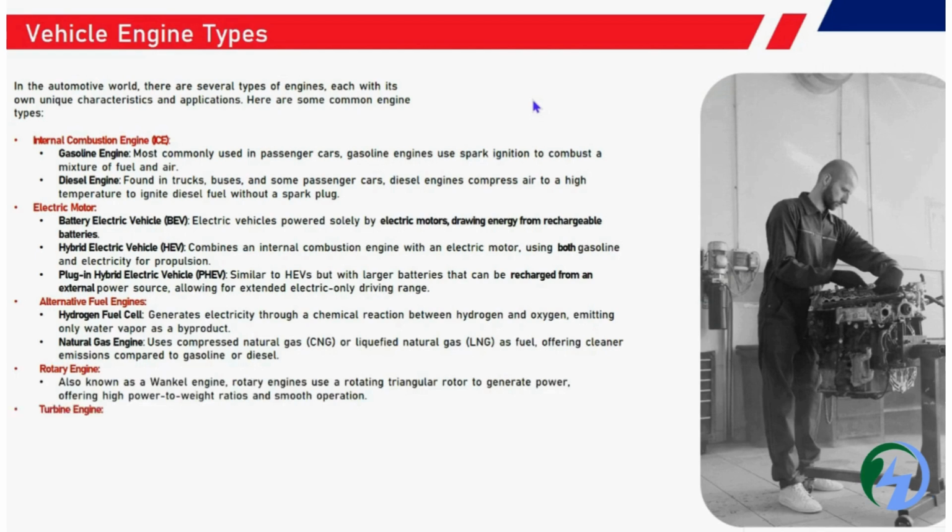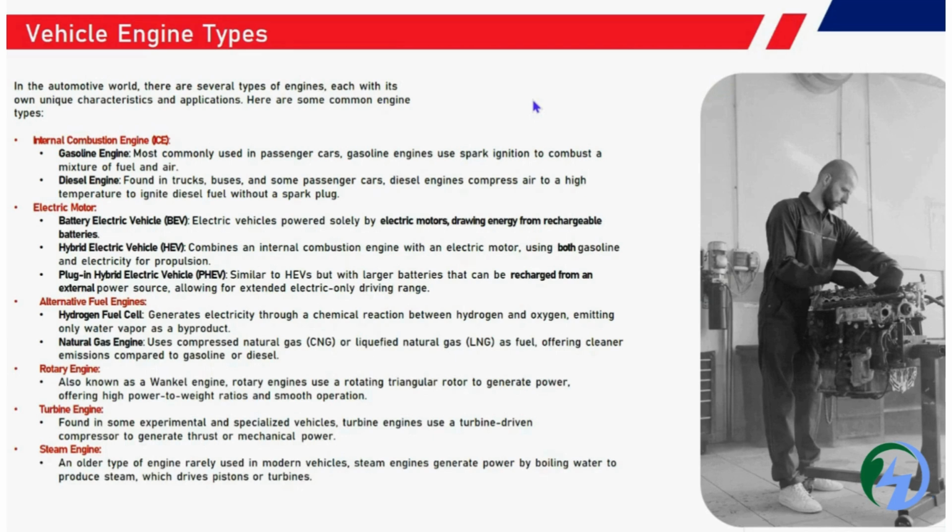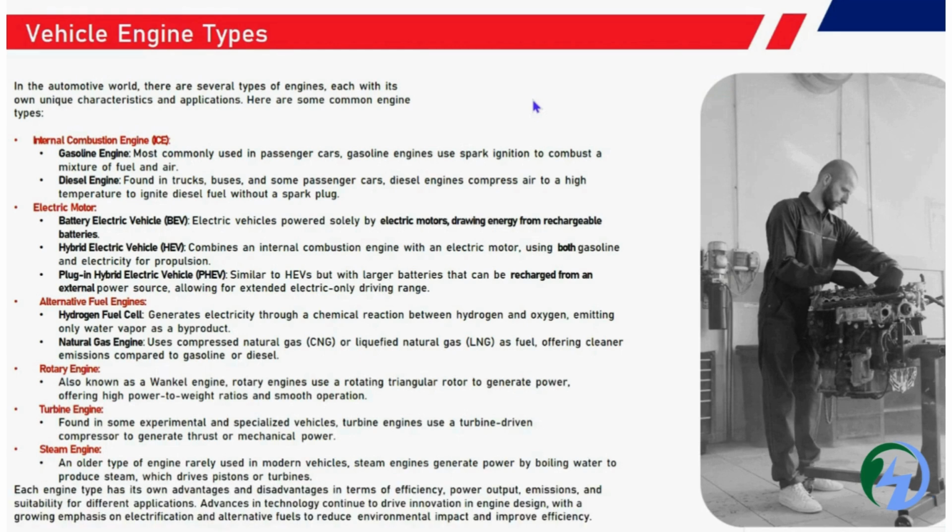And moreover, rotary engines are also known as the Wankel engines. Rotary engines use a rotating triangular rotor to generate power, offering a high power to weight ratio and smooth operation. And turbine engines are mainly found in some of the experimental vehicles. Turbine engines use a turbine drive and compression to generate thrust and machine power. And the steam engine is a very old type of engine, rarely used in modern vehicles. Steam engines generate power by boiling water, which produces the steam that drives the piston or turbines.